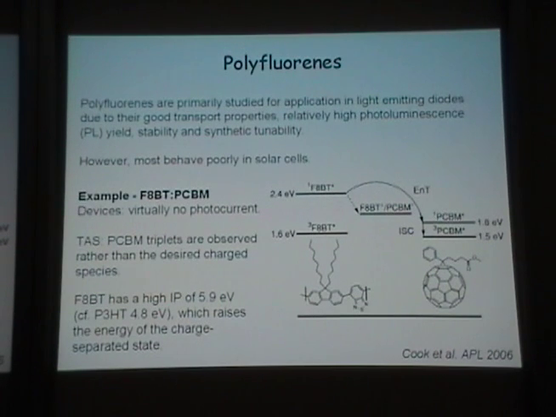and you can compare that to P3HT, which has much more raised HOMO of 4.8 eV. So the effect of that is to raise the energy of the charge-separated state such that it's higher than the singlet state of PCBM. So instead of this process, which is what we want to occur, we get energy transfer to the PCBM singlet instead, followed by intersystem crossing to form the PCBM triplet.